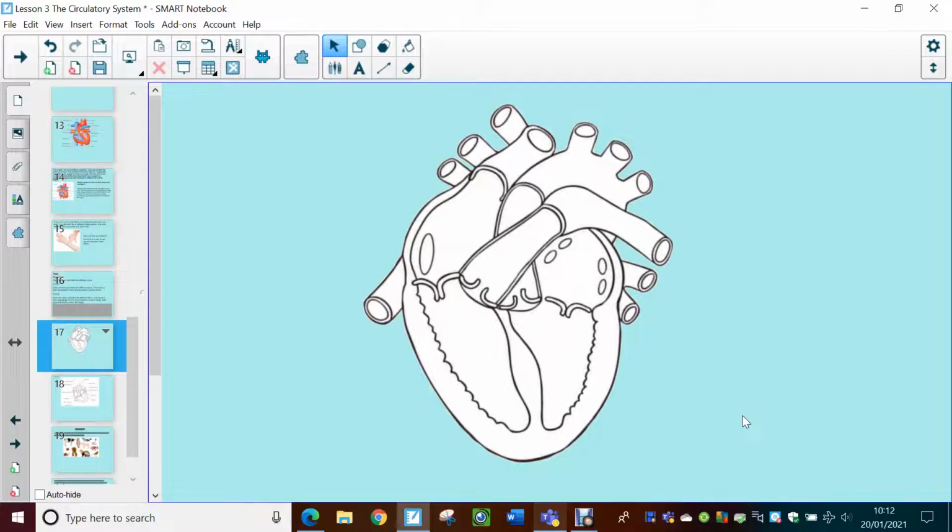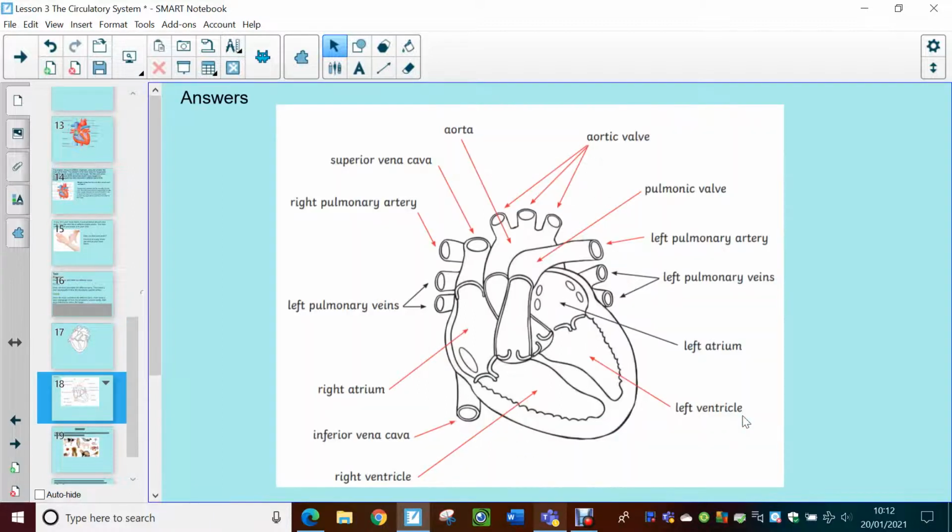Okay, so hopefully you've had a really good go at that. I'm not looking for the best artist. I'm just looking for those that have put in the effort to make it accurate. Now, here's what you could have labelled your heart with. Don't worry if you didn't get all of them. As long as you got a few, that's a really great effort. And then silvers and golds, your teachers will have a look at your extra information about that.